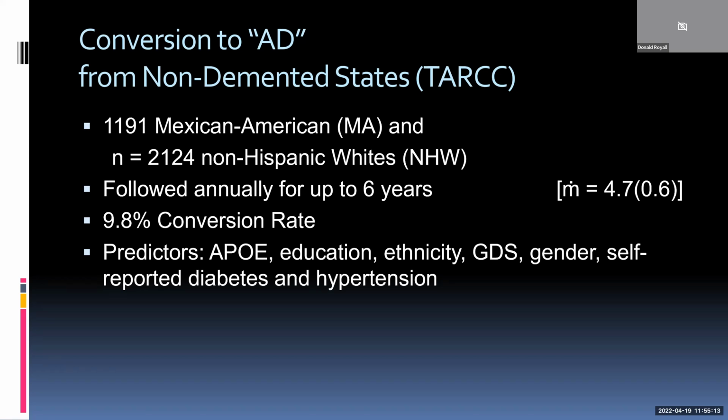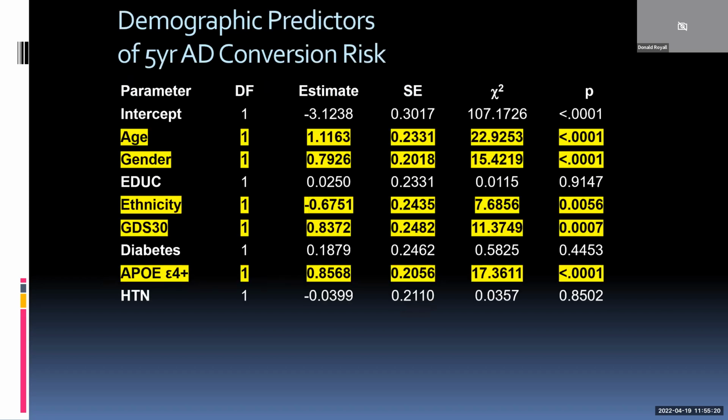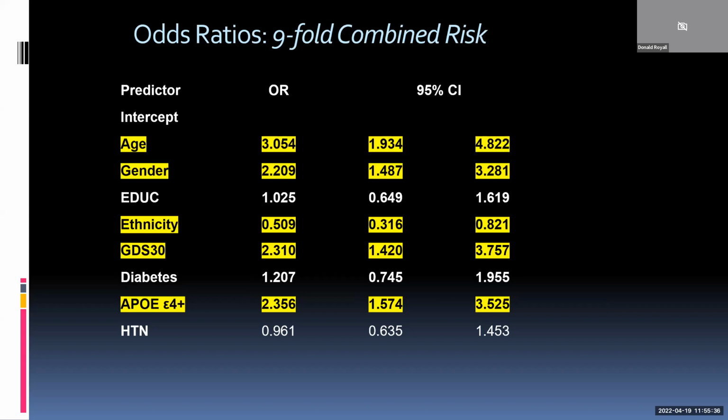And we're going to throw all of that into a multivariate regression model of conversion risk, multiply adjusted. And you'll see that age, gender, ethnicity, depression, and ApoE are significant independent predictors of that conversion event, incident prospective conversions. Here are the odds ratios. So in their aggregate, those independent risk factors account for almost a 10-fold increase risk of MCI conversion.